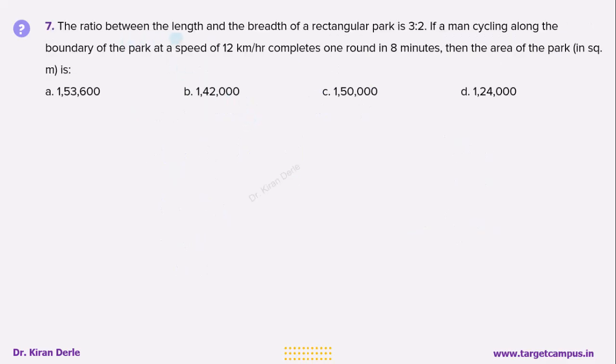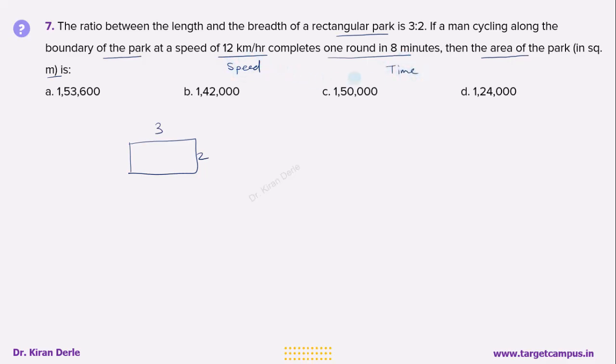The ratio between the length and the breadth of a rectangular park is 3:2. If a man cycling along the boundary of the park at a speed of 12 kilometers per hour completes one round in 8 minutes, then the area of the park in square meters is? Here we have 3:2, right? And the speed is 12 kilometers per hour, so speed is given to us. Completes one round in 8 minutes, so time is also given to us.